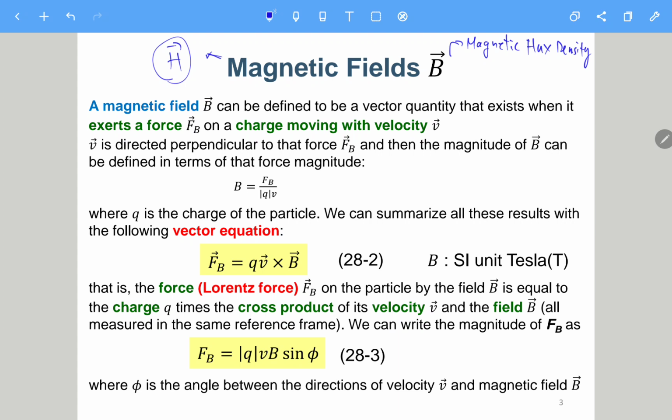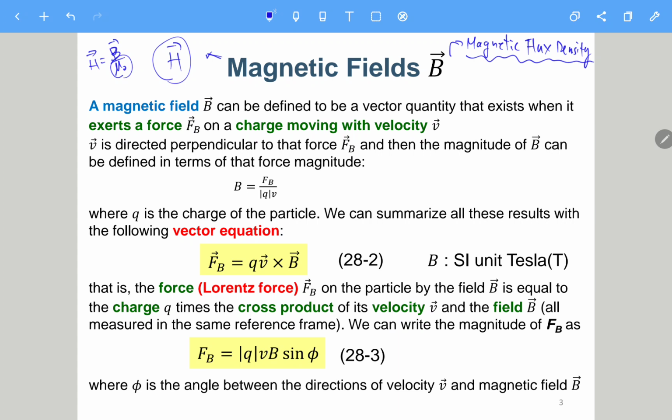B and H should have a relationship like H equals B divided by mu naught, something like that. Hope I remember correctly. So the SI unit is different. We'll talk about the so-called permeability constant, a counterpart of the permittivity constant. So this is called magnetic flux density, rigorously.